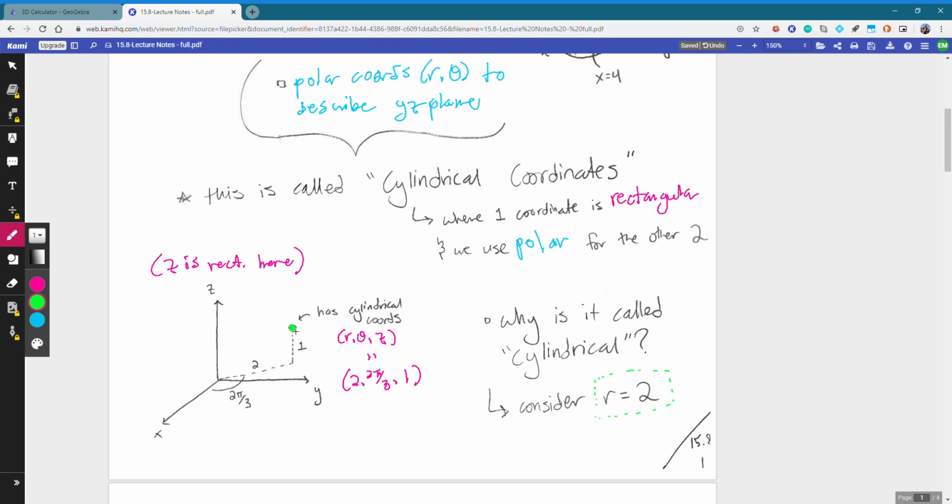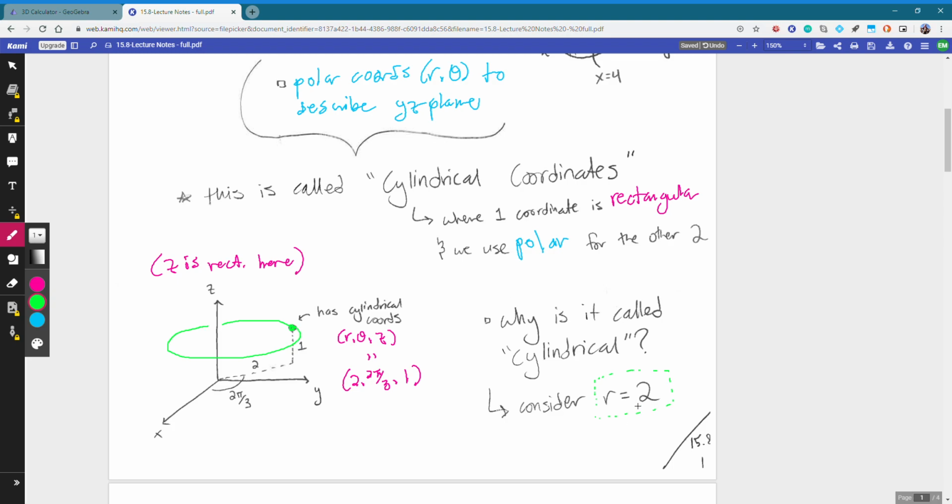But now, if r is 2, well then theta can be whatever it wants to be. That's not specified. And so we can imagine swinging this stick all the way around, letting theta be whatever. We'll get kind of this circular halo above the xy plane. All of these points have their r equal to 2.